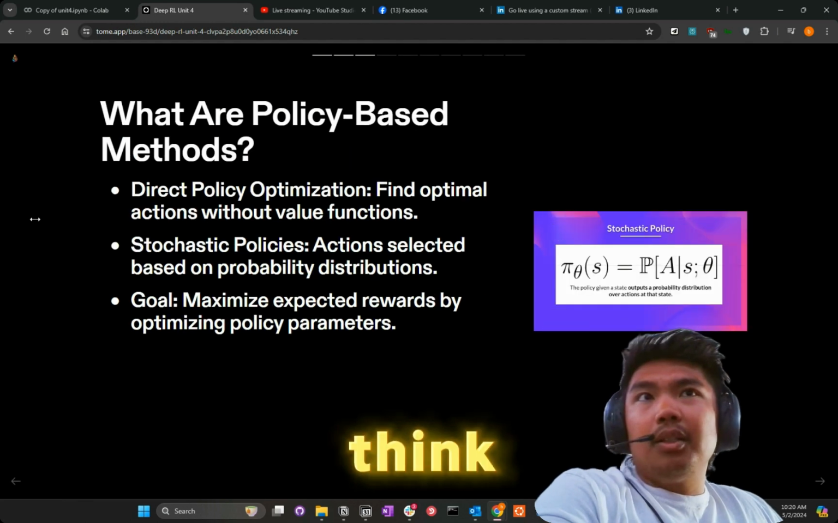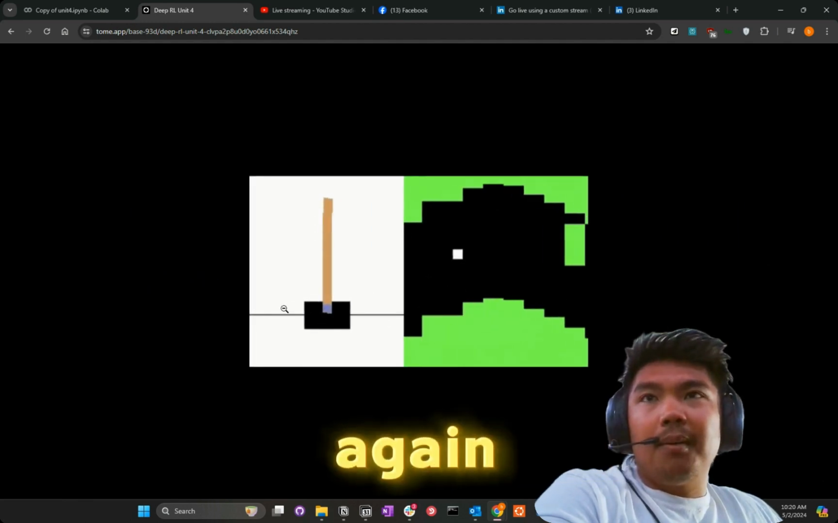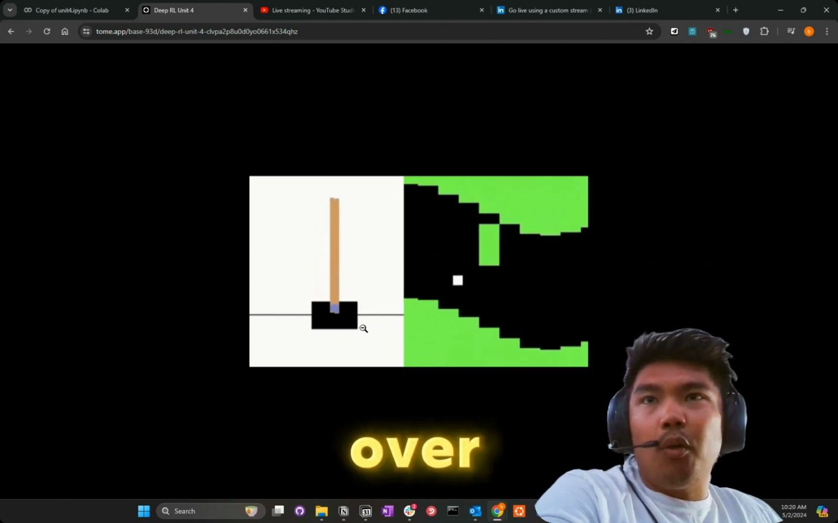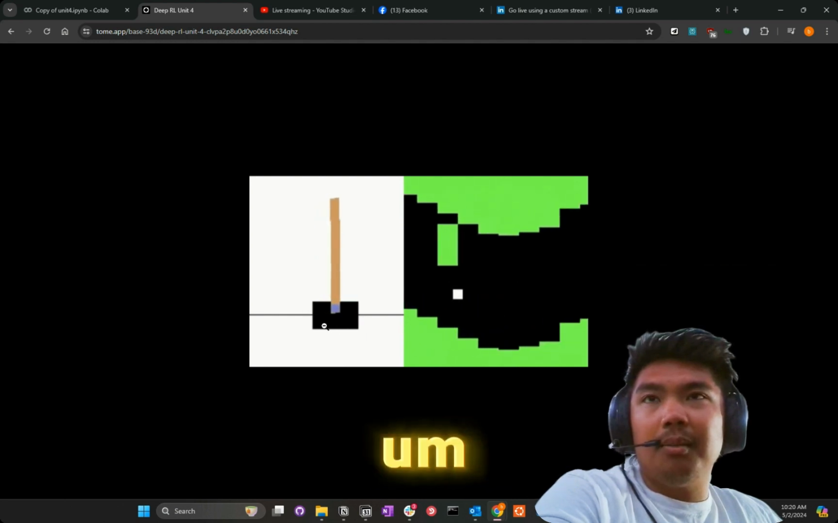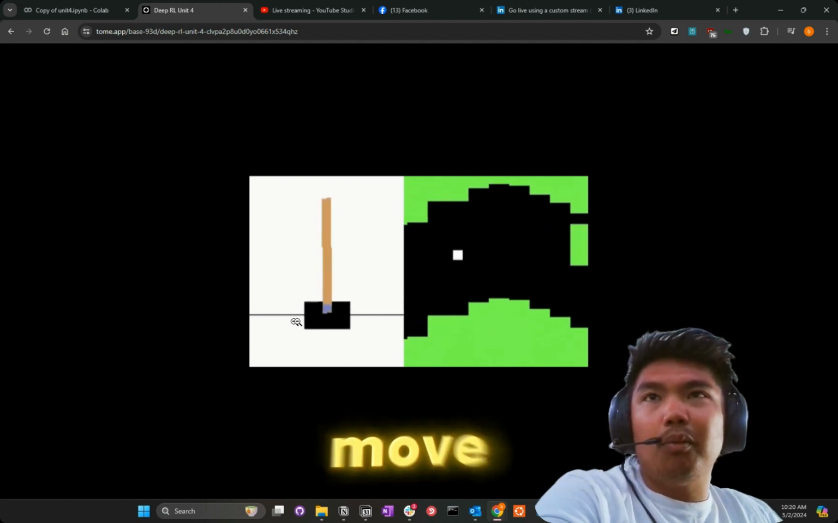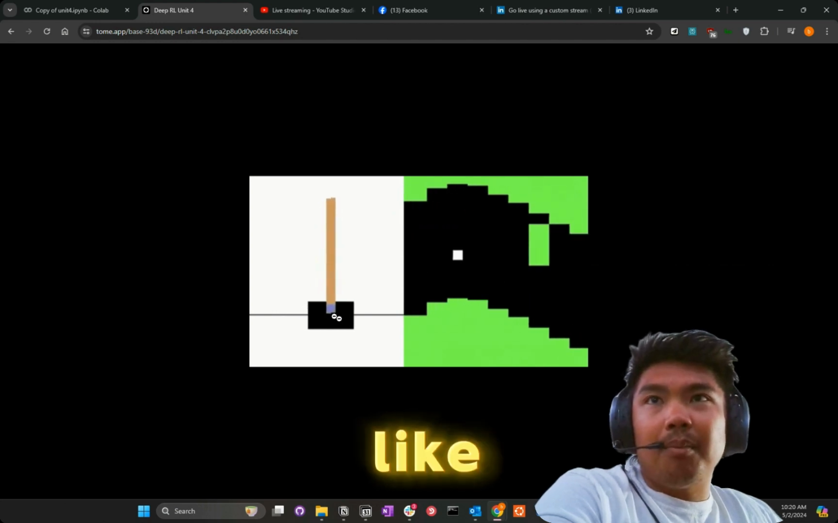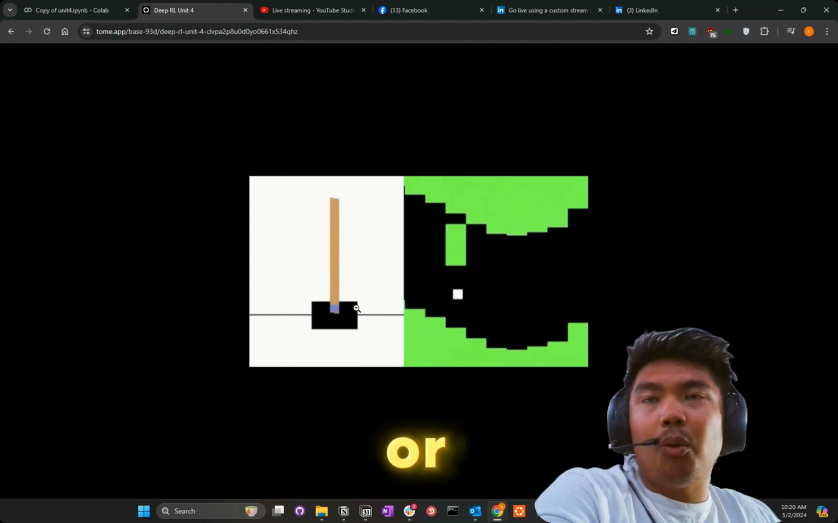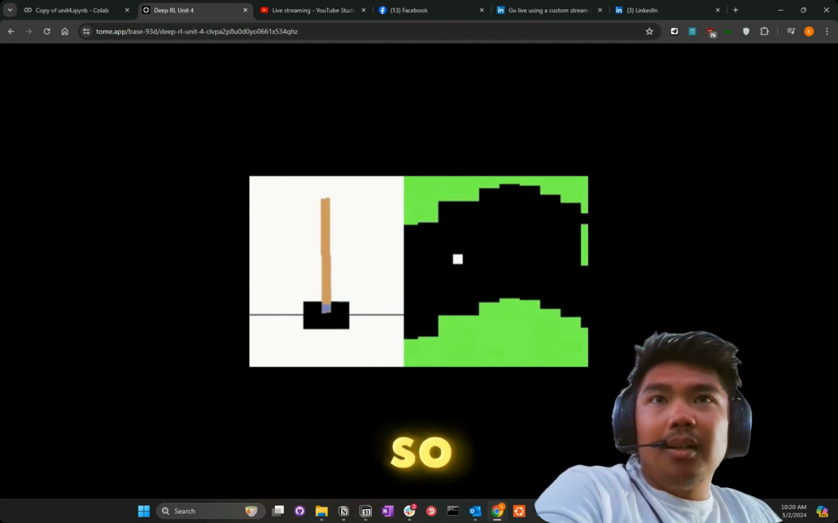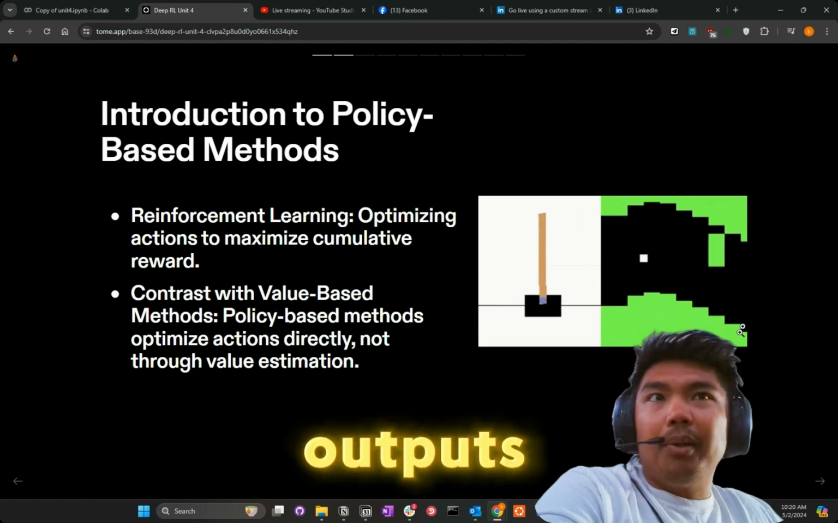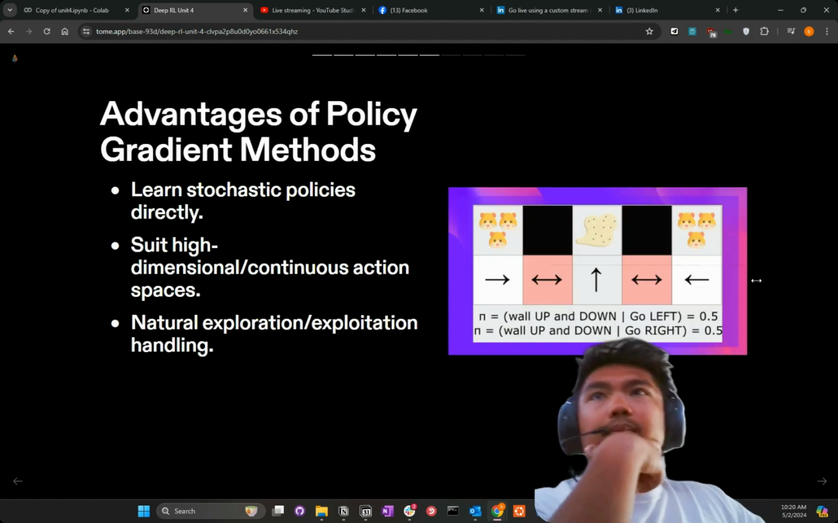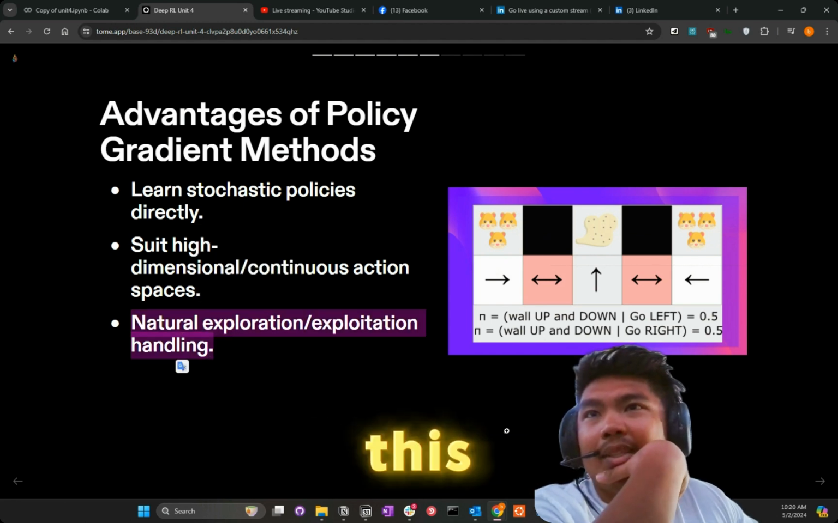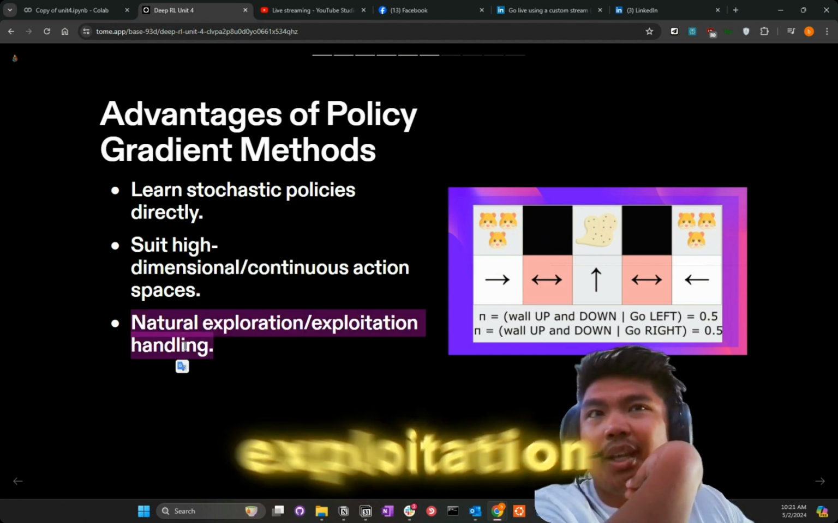And I think if you take a look at this environment again, these are very continuous action spaces. Over on this cart balancing scenario, you can continuously move left and right, and the game, quote unquote, doesn't stop until you lose or you keep winning. So those are really the only outcomes.